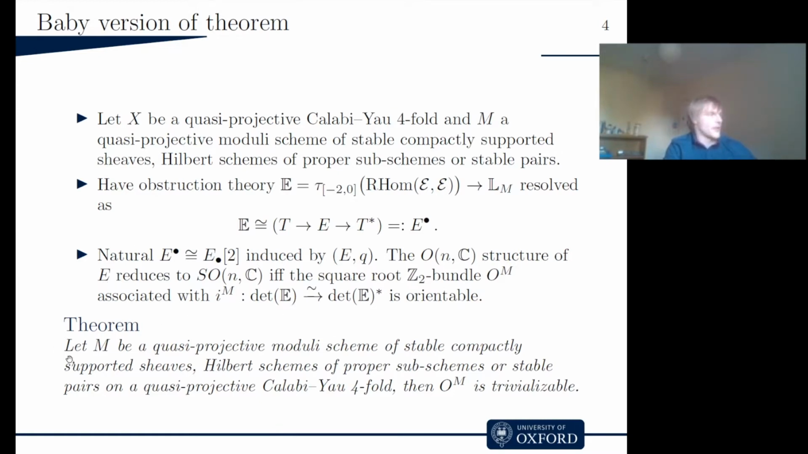So the theorem, kind of a baby version of it, that I prove, is that if M is a quasi-projective moduli scheme of stable compactly supported sheaves, Hilbert schemes of proper subschemes or stable pairs on a quasi-projective Calabi-Yau fourfold. Now in this theorem, quasi-projective Calabi-Yau fourfold means really just that I have an algebraic section which is nowhere zero of my canonical bundle. Well, in this setting, the orientation bundle is trivializable.